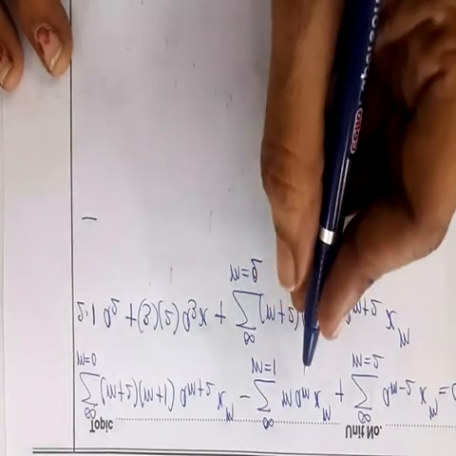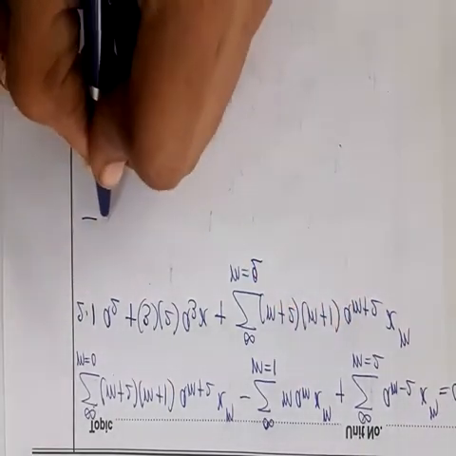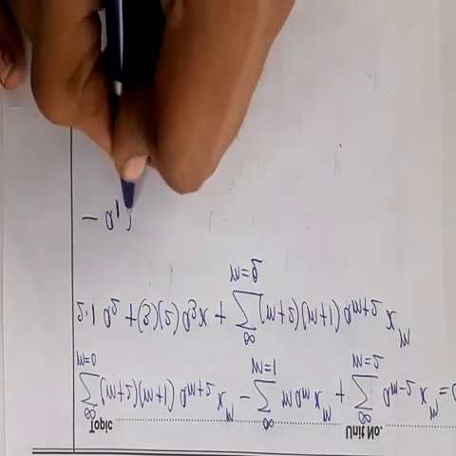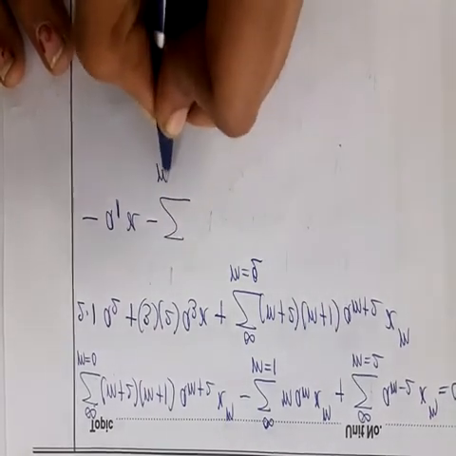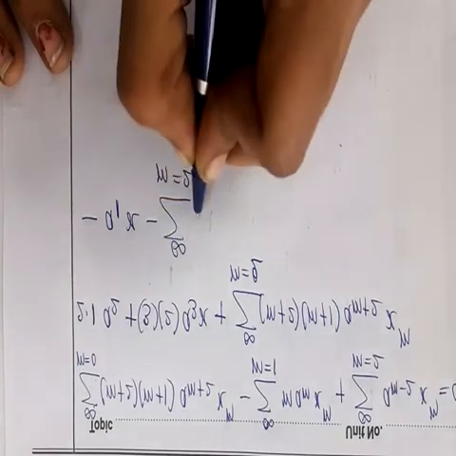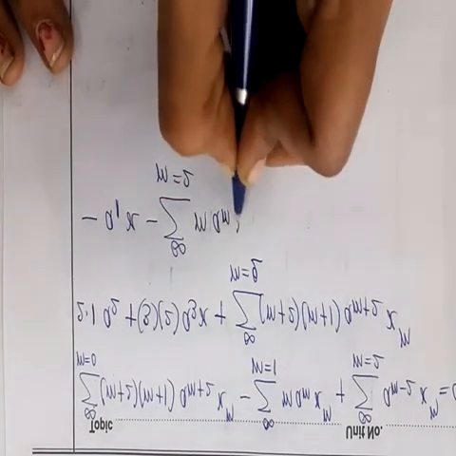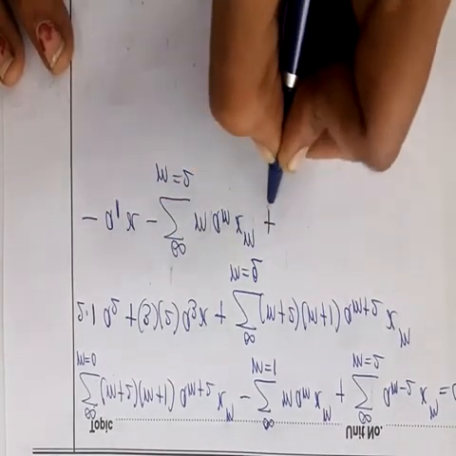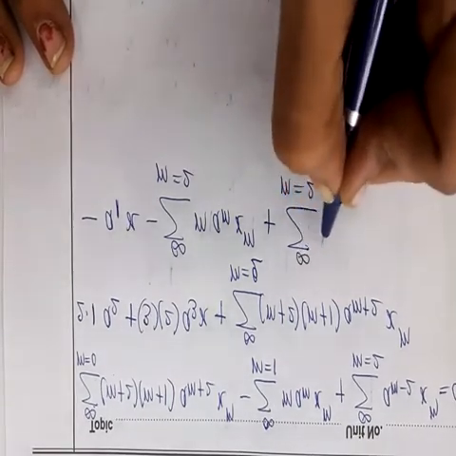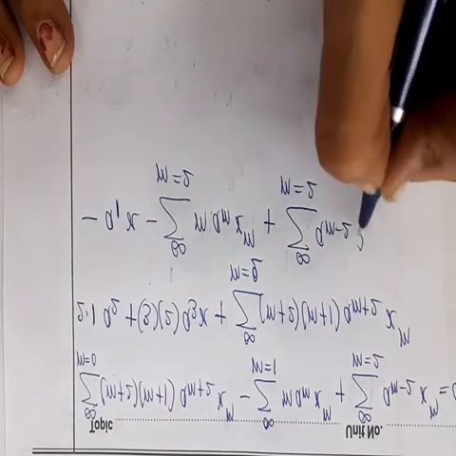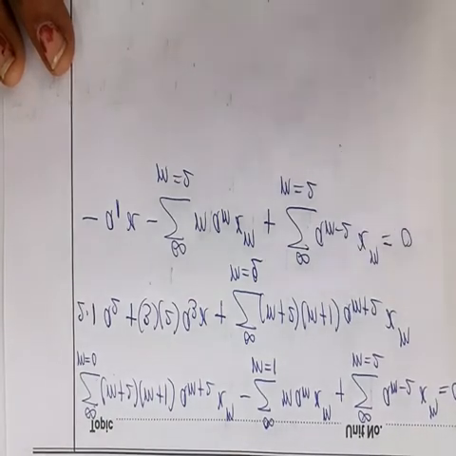So put m equal to 1 here: 1 multiplied by a1 x, minus the summation m equal to 2 to infinity of m a m x to the power m, plus the third summation starting from m equal to 2. We keep it as it is: a of m minus 2 x to the power m is equal to 0.